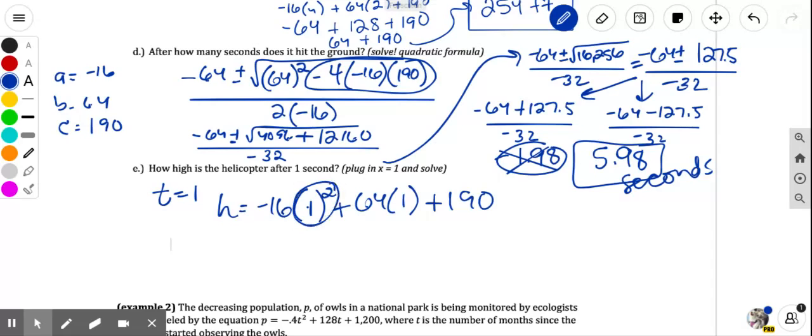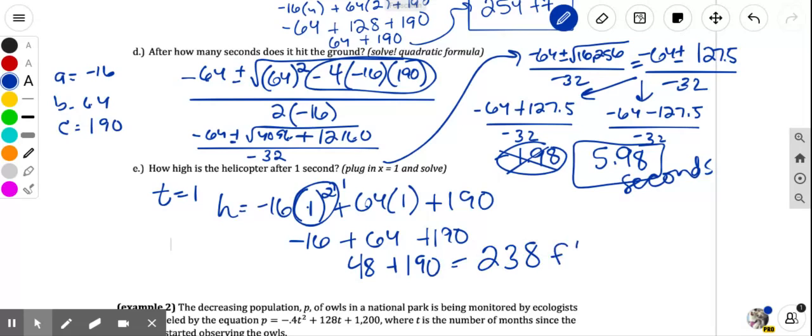So 1 squared is 1. Negative 16 times 1 is negative 16. Plus 64 plus 190. Negative 16 plus 64 is 48. Plus 190 would be 238 feet. So that means after 1 second, the helicopter is at 238 feet. So almost at its maximum height. Remember, it reached its maximum height after 2 seconds. Okay, so there's our first example.